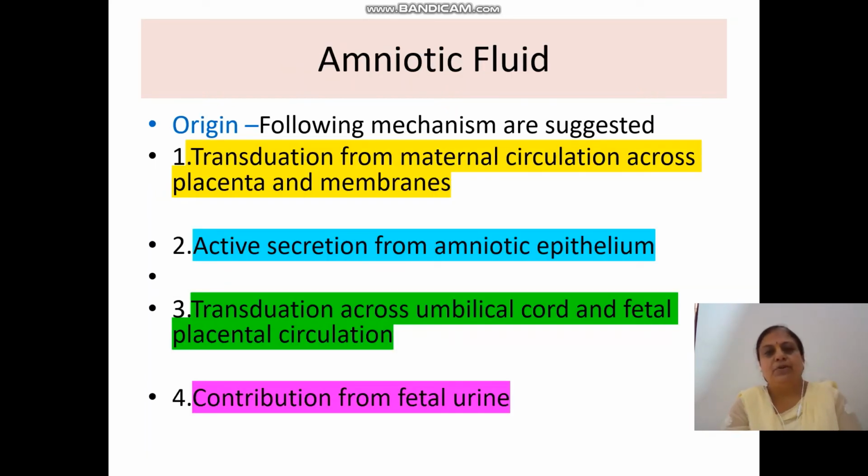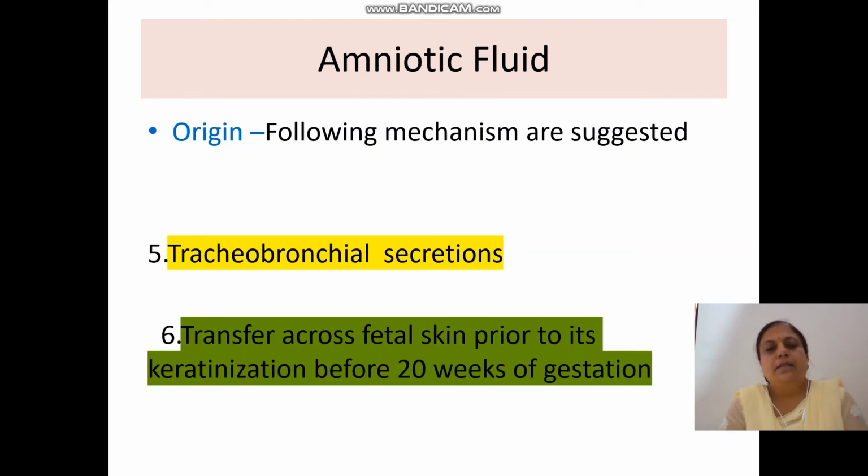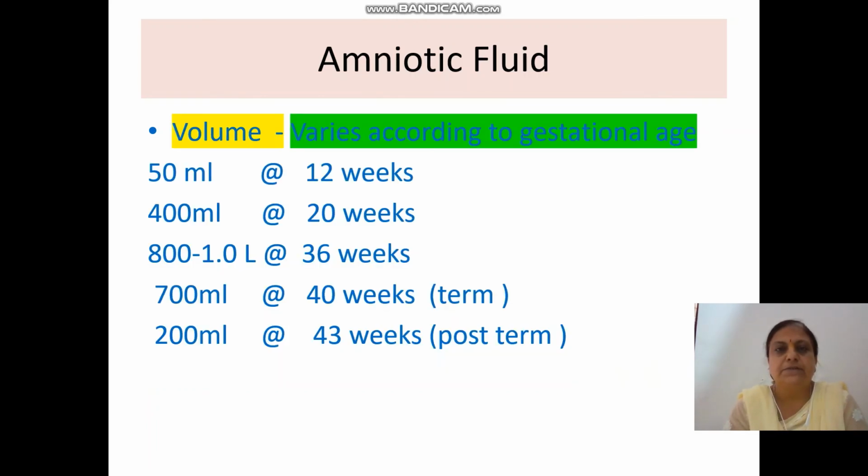Now the next part is amniotic fluid. There are various mechanisms suggested for the formation of the amniotic fluid. First, it is the transudation from the maternal circulation across the placenta and the membranes. It is active secretion from the amniotic epithelium, transudation across the umbilical cord and the fetal placental circulation. There is contribution from the fetal urine. Then the formation is through tracheobronchial secretion and transfer across the fetal skin prior to its keratinization, that is before 20 weeks of gestation.